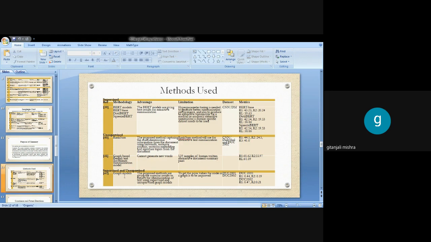In the supervised and unsupervised model, we have seen the graph models methodology used. By using these graph models, we got the advantage that the proposed model gives superior results for extractive summarization of text using supervised and unsupervised graph models. The limitation is that getting the prior values for the nodes in a graph needs to be improved. Here the DUC 2001 and 2002 datasets are used, and these are the metrics used for the evaluation.